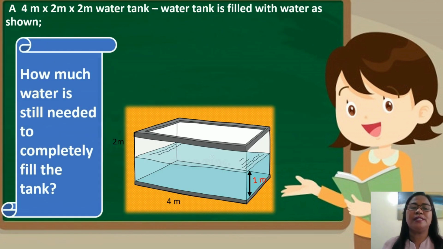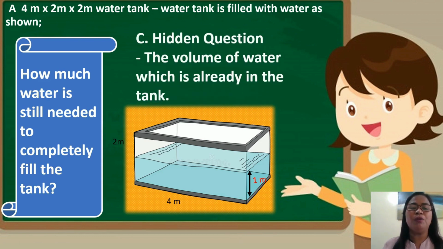As you can see, using the given facts will only give us the volume of the water tank, but what is being asked in the problem is the volume of the water that will completely fill the water tank. Since it is only half filled, it only means that there is a hidden question to be answered. And that is the volume of water which is already in the tank.